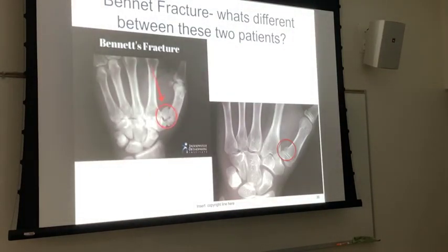So right there is what a Bennett's fracture looks like. See that line going straight across? You know what that is? It's a growth plate. What we know about this patient is they're probably a late teenager. I say a late teenager because you see all these carpal bones. These are all your carpal bones here.